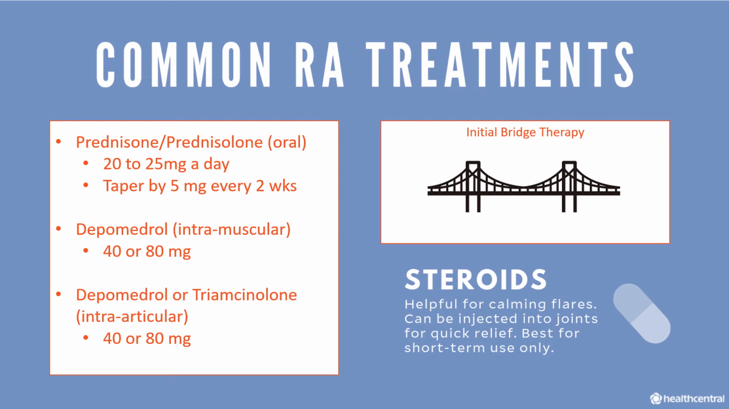The other bridge therapy is steroids. You can use oral prednisone or prednisolone, or you can use depomedrol, that is intramuscular, or depomedrol or triamcinolone intra-articular steroids. They are helpful for calming the flares. They can be injected into the joints for quick relief, but best used only for short term because they can have a lot of side effects, including heartburn, poor bone health, mania or depression. They could give rise to weight gain, high blood sugar and high blood pressure.